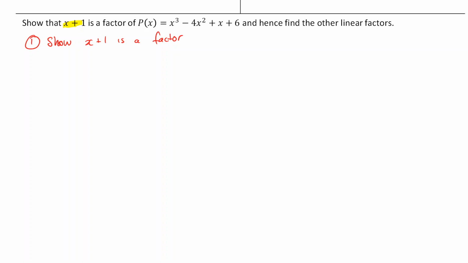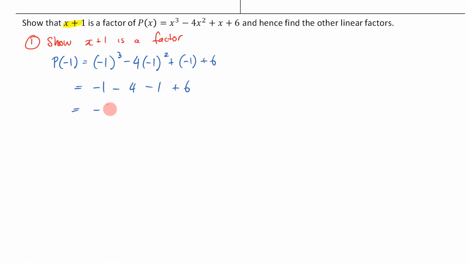The way we're going to do that is we're going to go p of negative 1, because we're taking this, we're setting it equal to 0, and then we're subbing it into this right here. So we're going to get negative 1 cubed minus 4(negative 1 squared) plus negative 1 plus 6, which is going to be negative 1 minus 4 minus 1 plus 6, which is going to be negative 6 plus 6, which is going to be 0. So therefore, x plus 1 is a factor.